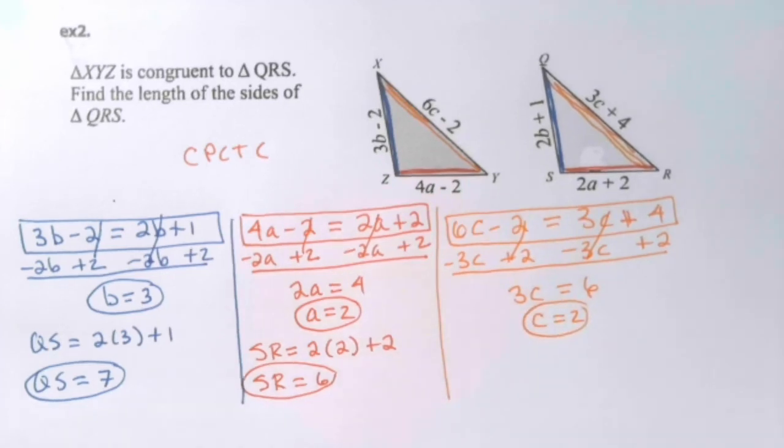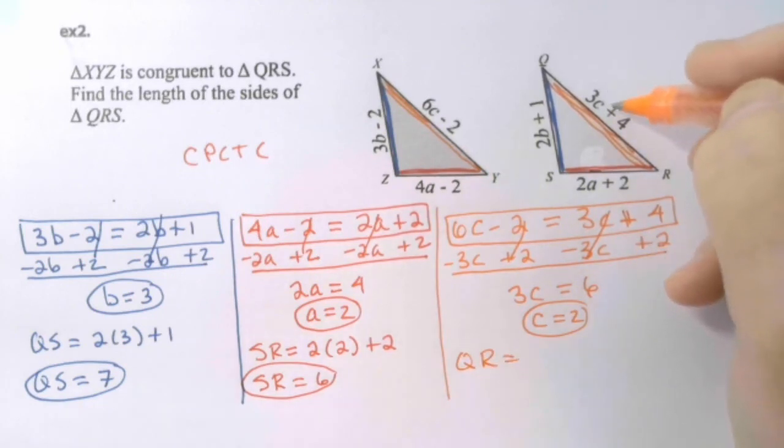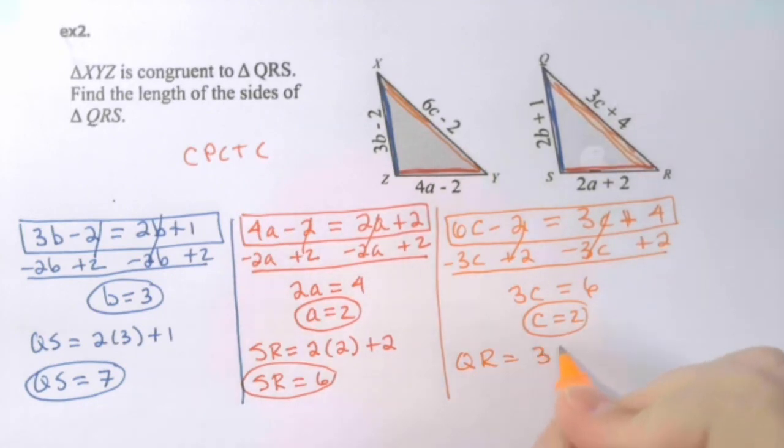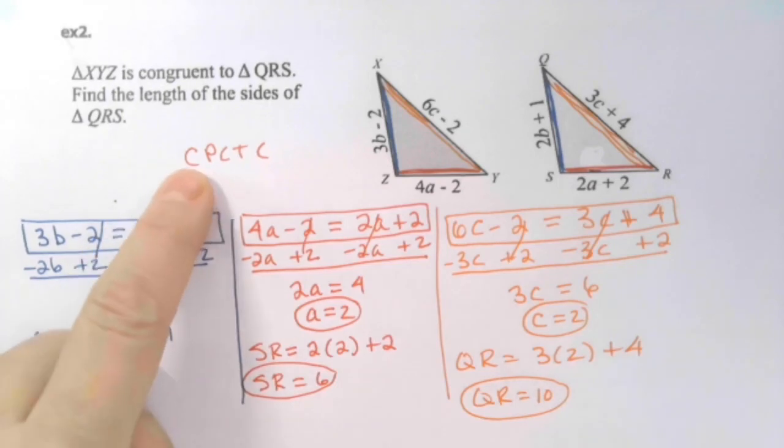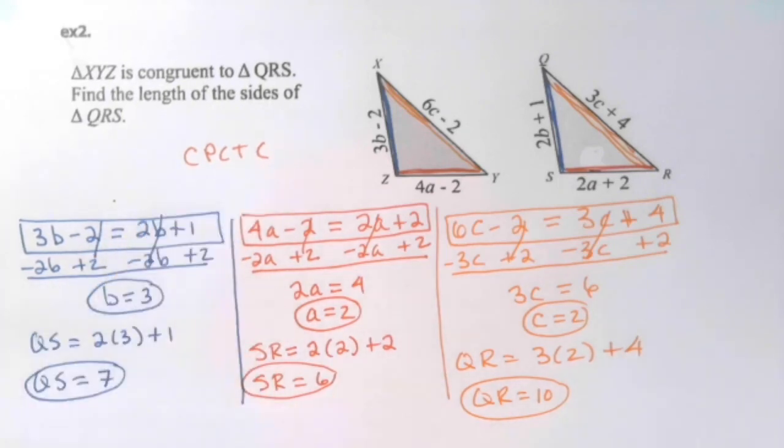Now that we have C, we can find the length of side QR, which is 3C plus 4. So 3 times 2 plus 4. 6 plus 4 is 10. QR equals 10. And all of these are possible because we knew the triangles were congruent and corresponding parts of congruent triangles are congruent.